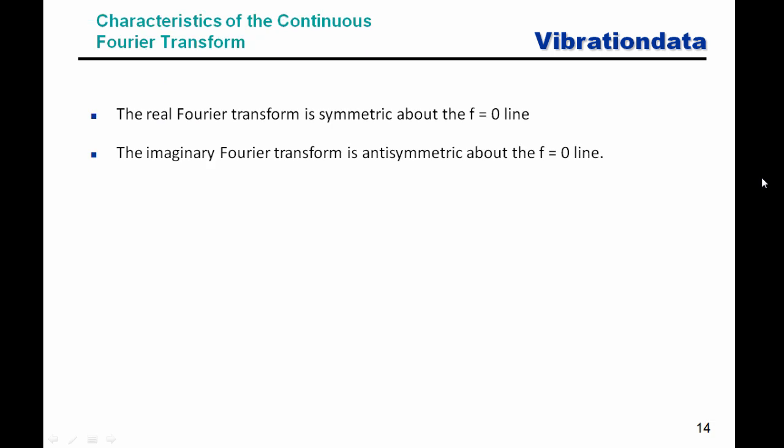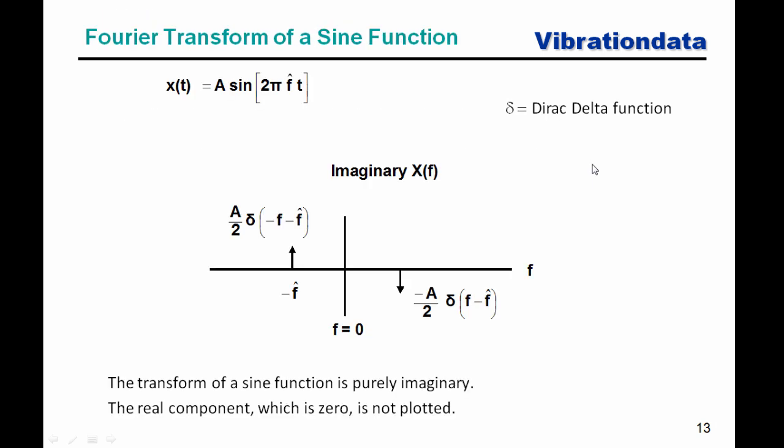So here are some general notes, and these apply to any signal whatsoever. The real Fourier transform is always symmetric about the f equals 0 line. The imaginary Fourier transform is always anti-symmetric about the f equals 0 line. So again, the anti-symmetry shows up like this. This is a minus a over 2 times this Dirac delta. This is a positive a over 2 times this Dirac delta.